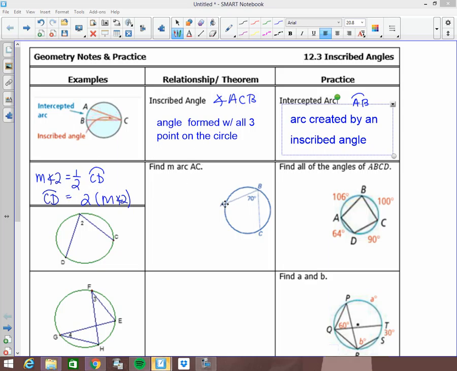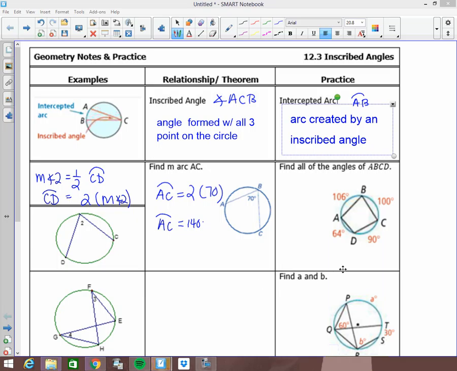So if we look at this problem here, we have inscribed angle ABC, and we want to find the intercepted arc AC. So we're going to say that AC is going to equal 2 times 70. Okay, so AC would equal 140 degrees.